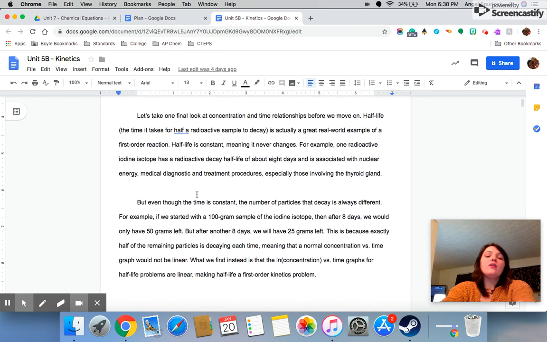Just a reminder, half-life is the time that it takes for half of your sample of radioactive material to decay. If you have 100 grams of radioactive carbon, how long is it going to take for half of that to decay and leave you with 50 grams? However long it took, it will take that same amount of time to go from 50 to 25 grams of that carbon, and then from 25 to 12 and a half, and so on and so forth.